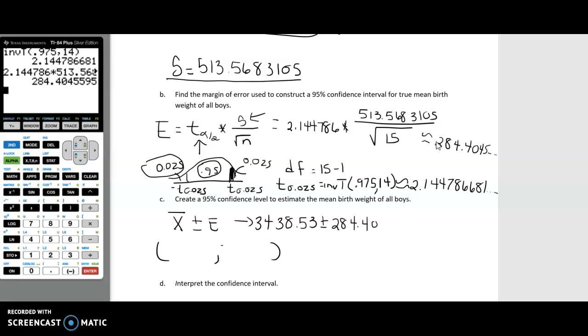So our upper limit is 3,722.93, and your lower limit is 3,154.13.